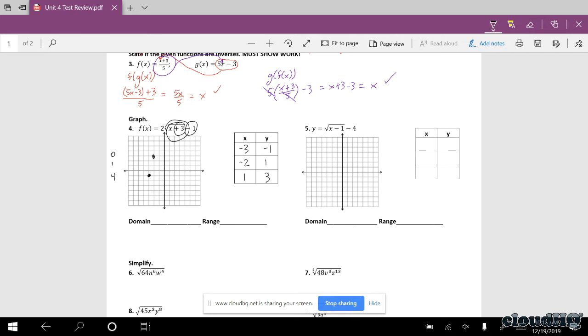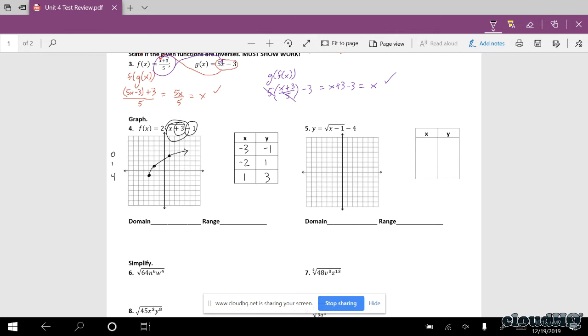So graph them. Oops, that was not correct, sorry. -2, 1. Okay, then I have 1, 3. Put an arrow on the right side, but not on the left.